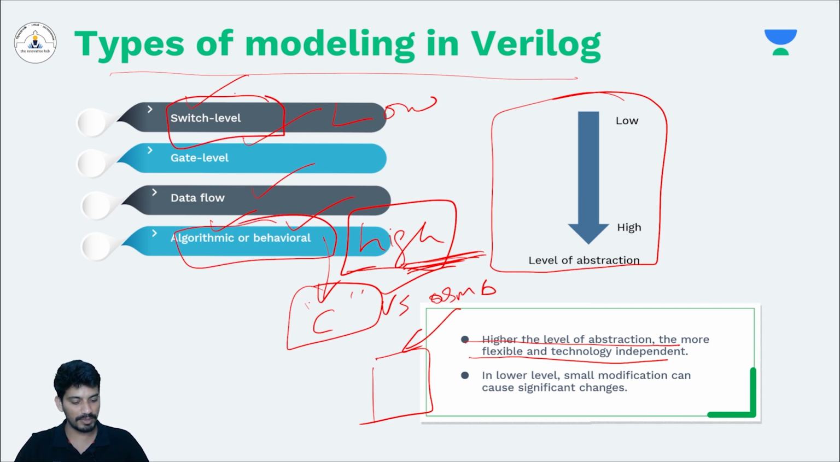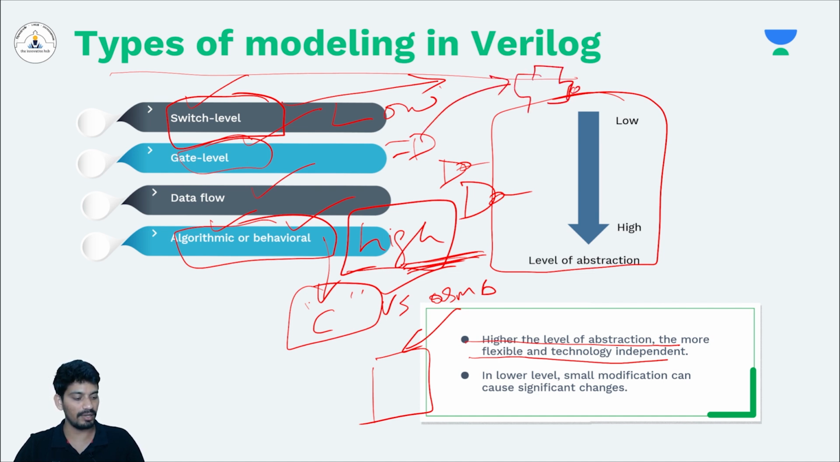Whereas for the low level abstraction, switch level, why do we need low level abstractions, right? The low level abstractions are required if you want to design the primitives or the logic gates that are available in Verilog itself. Let's say the logic gates that are available are AND gate, NOT gate, NAND gate. These gates can be defined using switch level. What is switch level? It is at the MOSFET level.